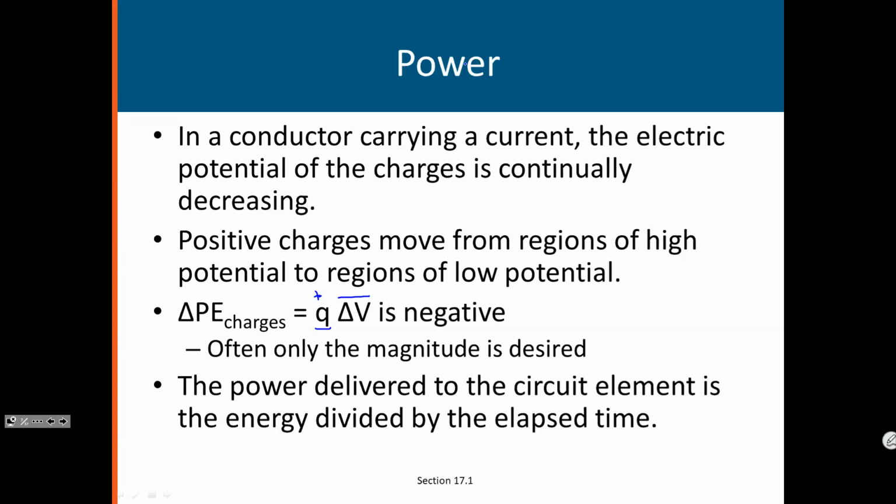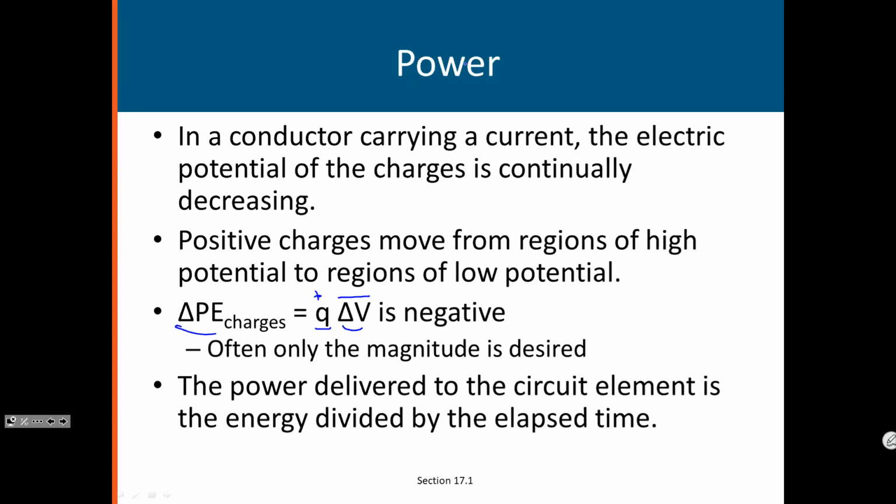So I'm talking about this, right? Delta V will be negative for a positive charge, because a positive charge will move from high potential to low potential. That means final is small, initial is big. So the final minus initial will be negative. That tells you the delta PE will be negative as the charge moves in a conductor.